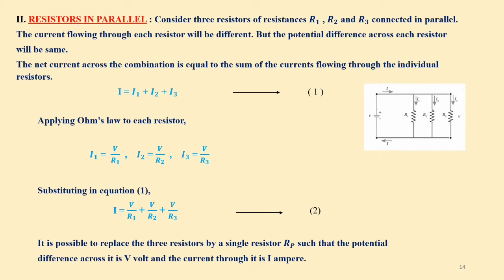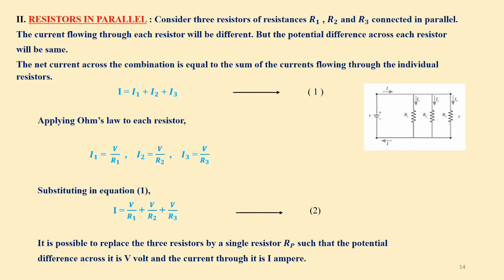The current I1 is passing through the resistor R1. I2 is the current passing through the resistor R2 and I3 is the current passing through the resistor R3. Here the 3 resistors R1, R2 and R3 are connected in parallel because all the top ends of the 3 resistors are joined together and connected to the positive terminal, and all the bottom terminals of the resistors are joined together and connected to the negative terminal of the battery.